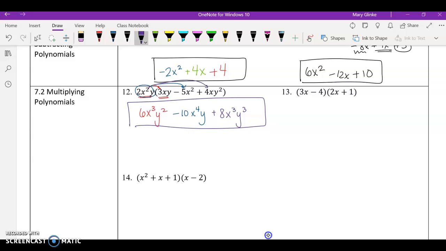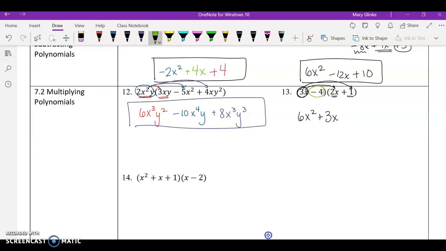So then we got to multiply polynomials times each other. So we have two binomials because they have two terms being multiplied. So what we're going to do is we're going to take this 3x and we're going to multiply it by both the 2x and the 1. So 3x times 2x gives us 6x squared. 3x times 1 would give us 3x.